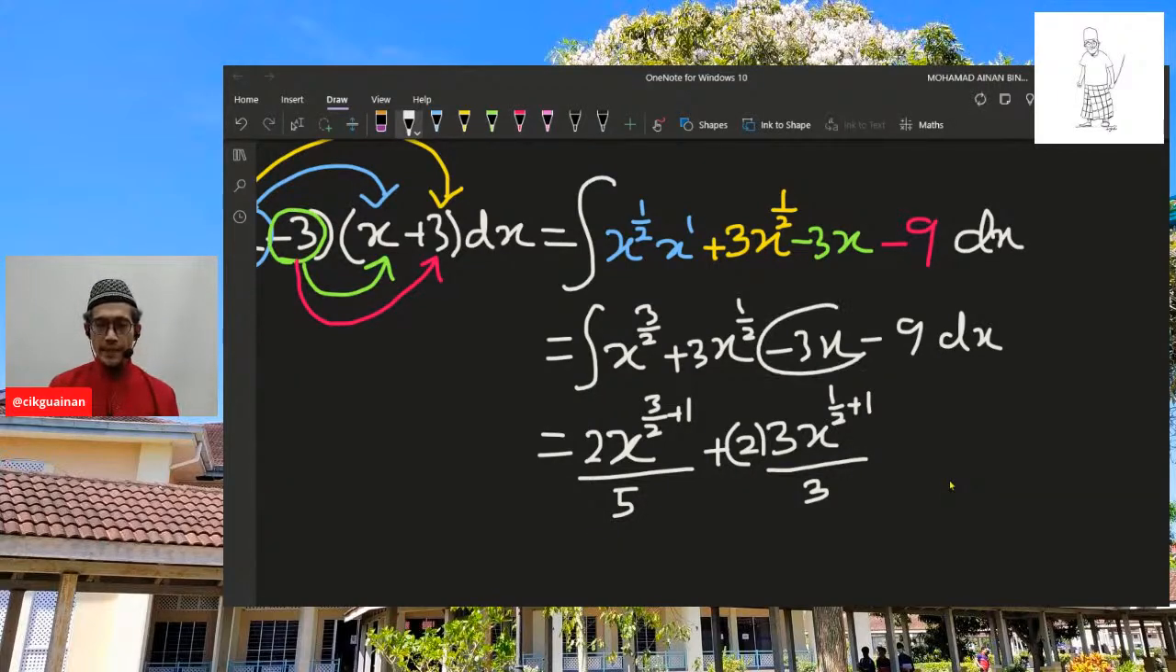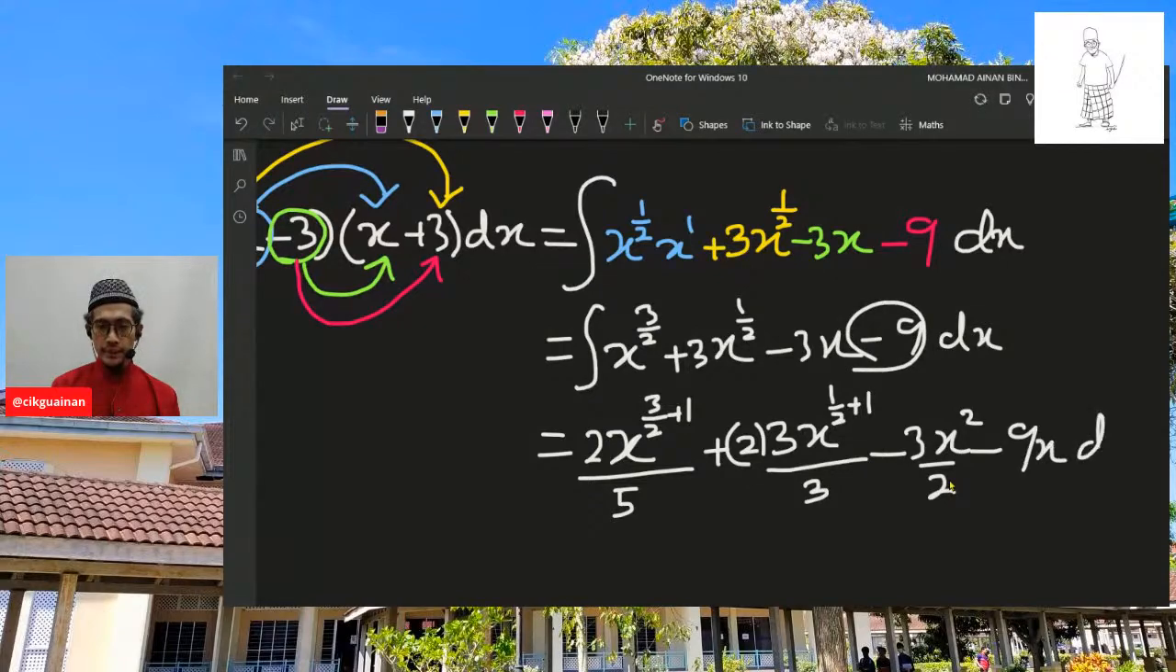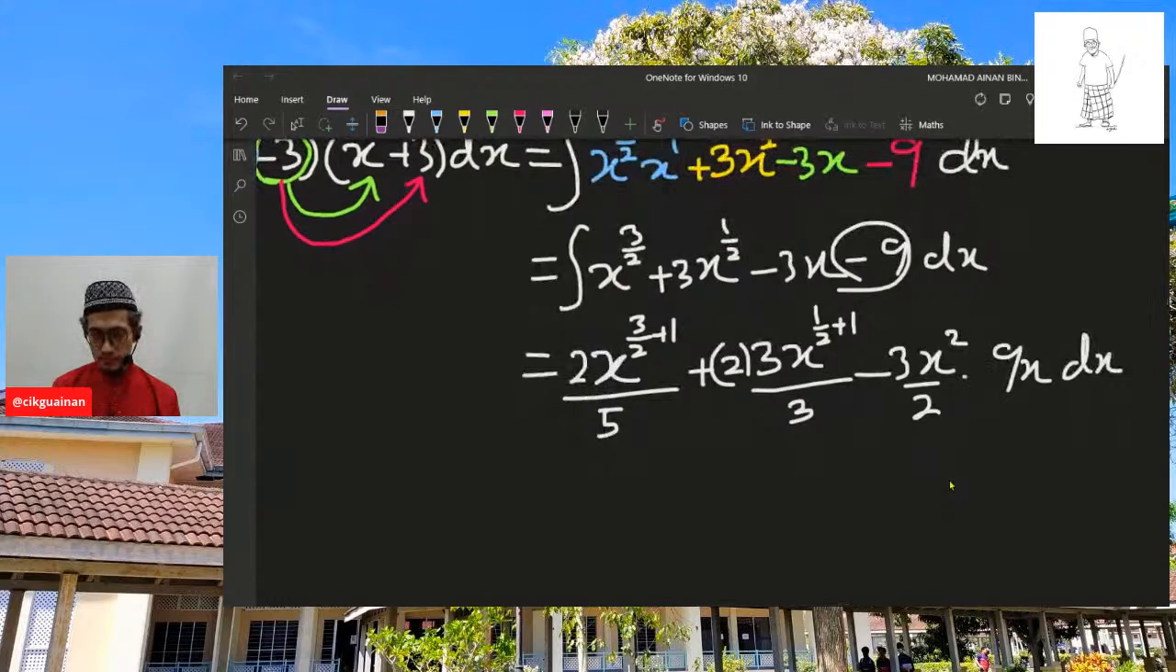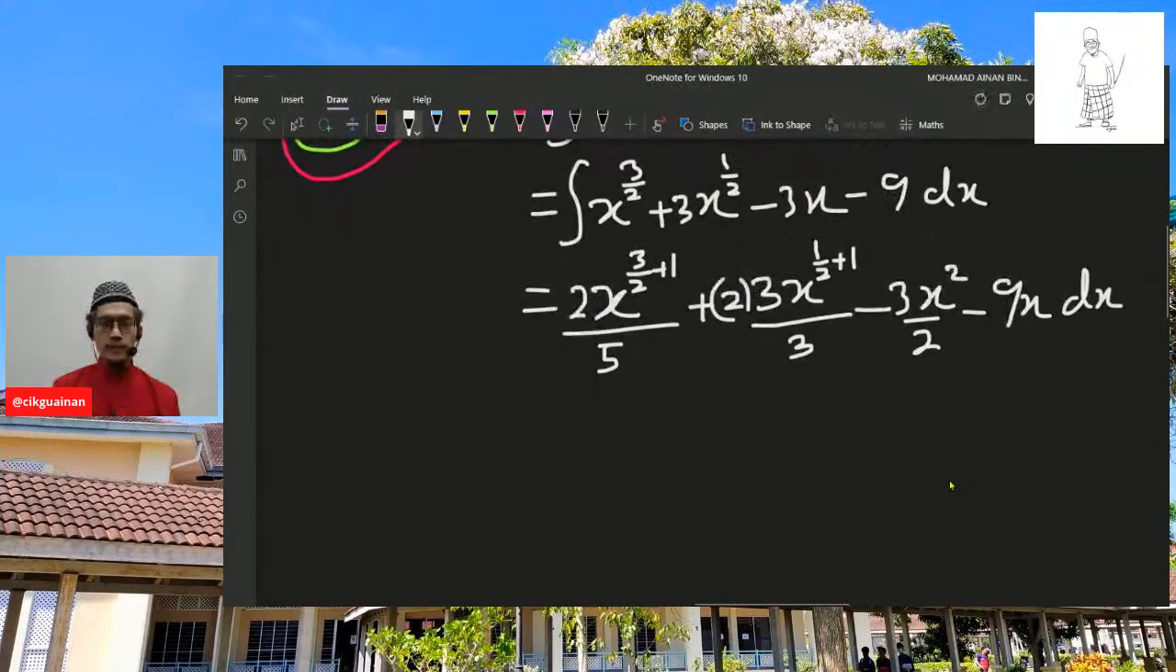Now, how about minus 3x? Minus 3x squared over 2. And last but not least, minus 9 is minus 9x dx. I'm sorry, the minus symbol to attach. Then next, we make it nice. Tidy it up. So 5 over 2.